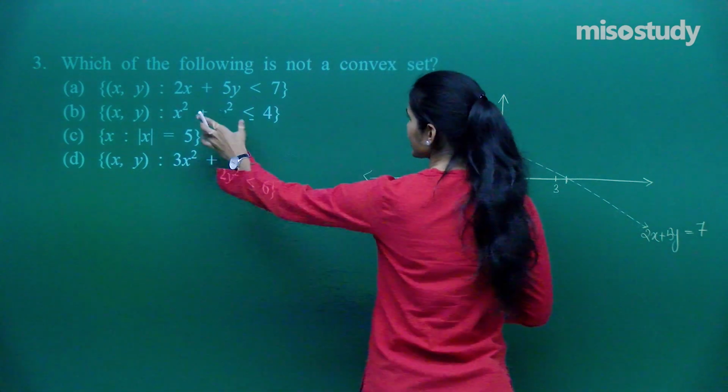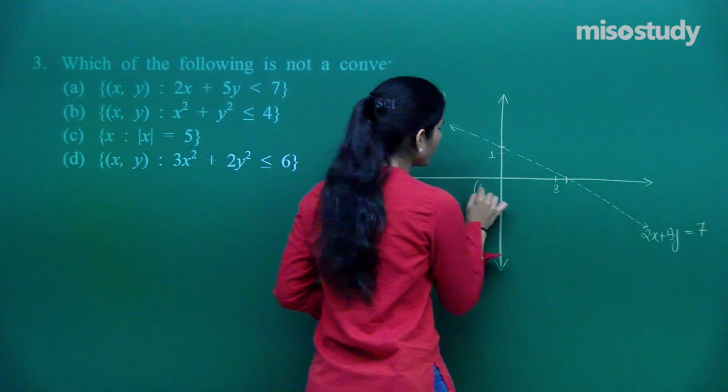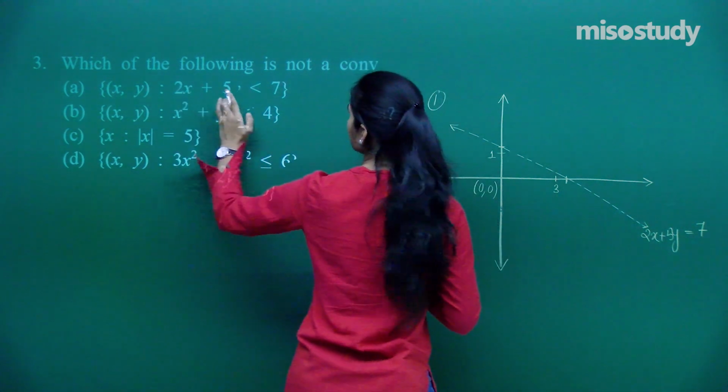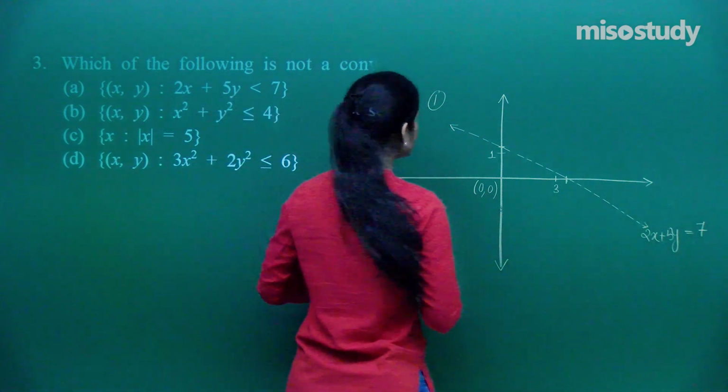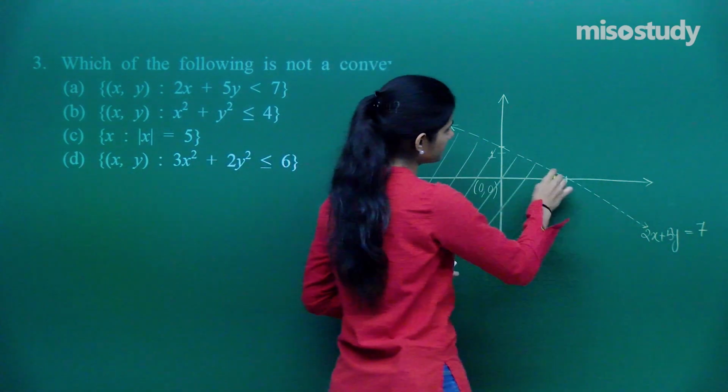Now I want all those x, y for which 2x plus 5y is strictly less than 7. Take any point which is not lying on this line, suppose the origin. Put x equals 0, y equals 0: 0 plus 0 is less than 7, this is true, and therefore the region represented by this is this.